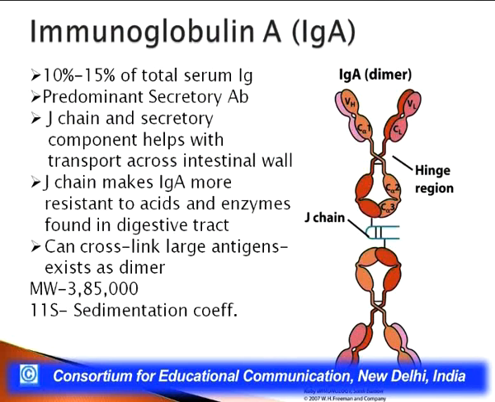Mostly, as I just told you, in the secretory form it exists as a dimer. The molecular weight of the dimer is 385,000 and the sedimentation coefficient is about 11S. Now, in the slide you can see the diagram of IgA. As you can see, it is a dimer with the J chain and the secretory component.